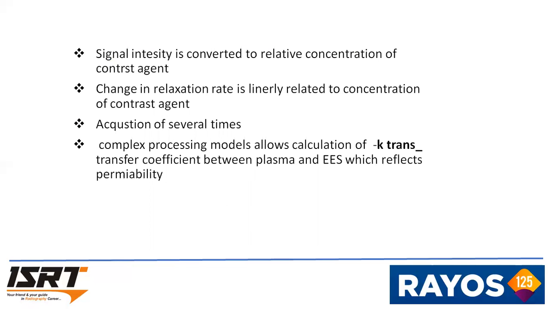The signal intensity is converted to the relative concentration of the contrast agent. The change in relaxation rate is linearly related to the concentration of the contrast agent, with acquisition at several times. And a complex process model allows the calculation of K-trans. We are going to discuss K-trans on the later slides.